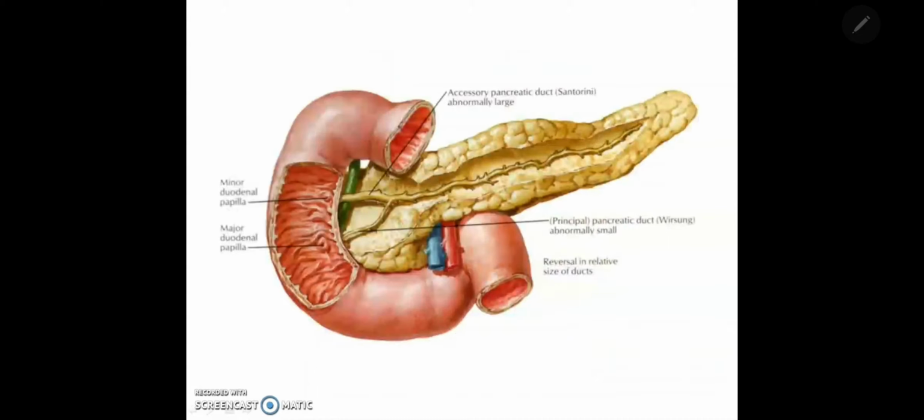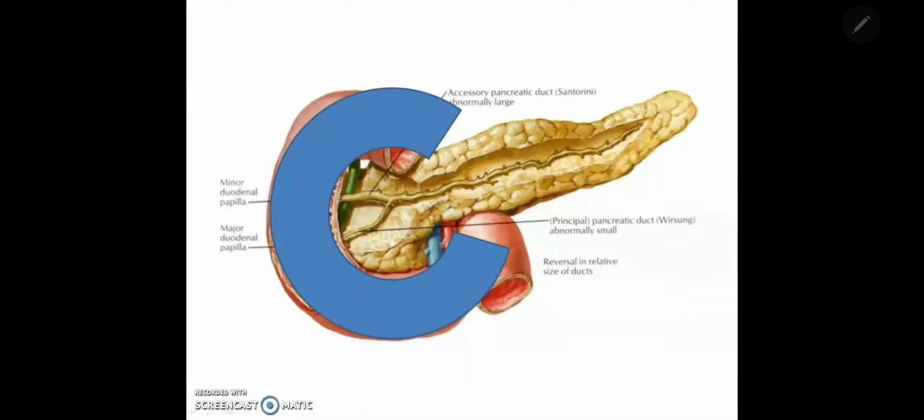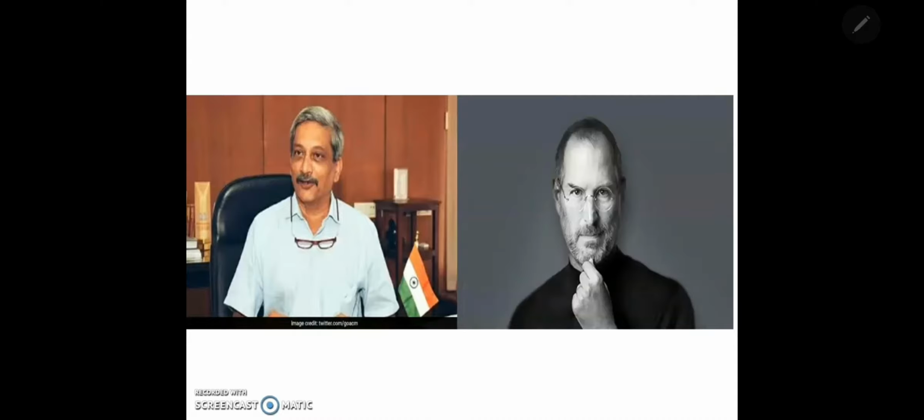The duodenum is in close relation with the pancreas. Whatever you can see in the yellow color structure, that is the pancreas. You can see the duodenum forming a C-shaped loop around the head of the pancreas, and this relation with the pancreas is very important. As you can notice here, Manohar Parrikar and Steve Jobs, any guesses what is common between them? They both suffered from pancreatic carcinoma.